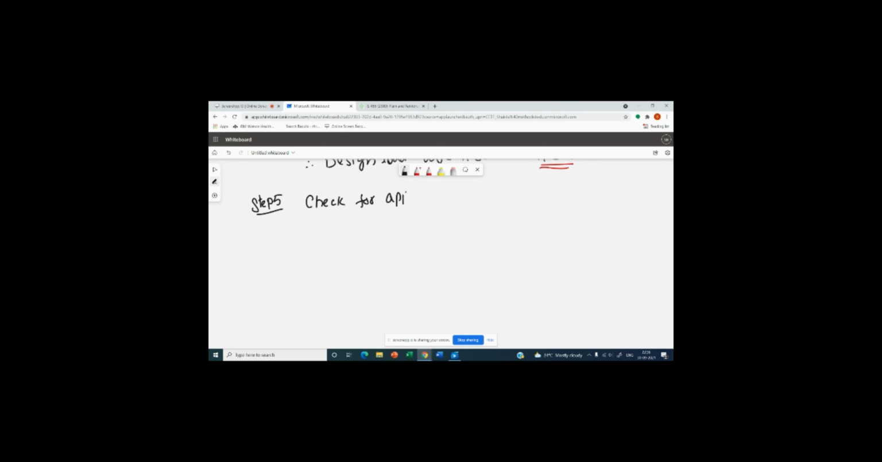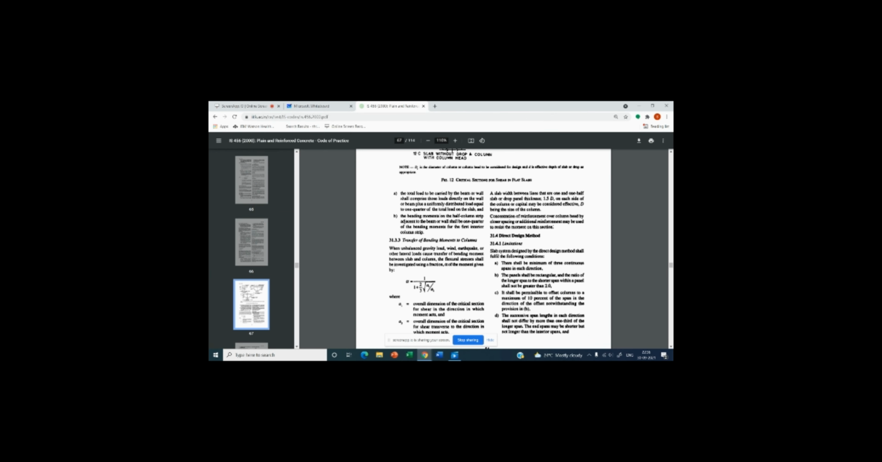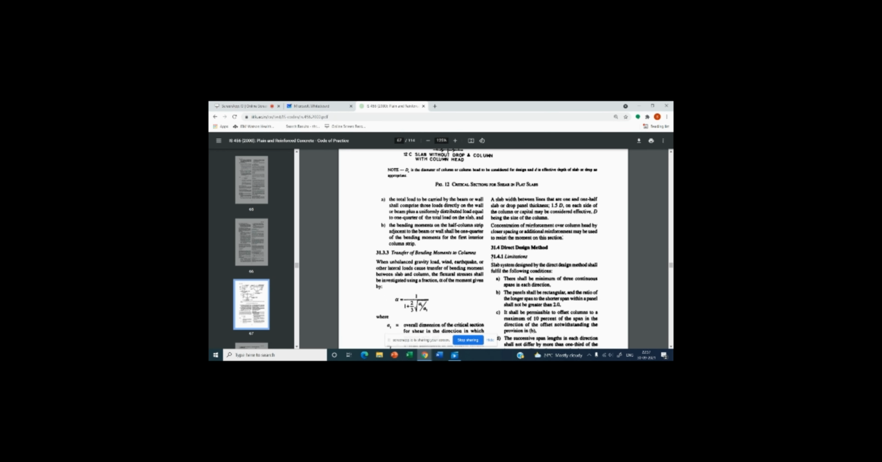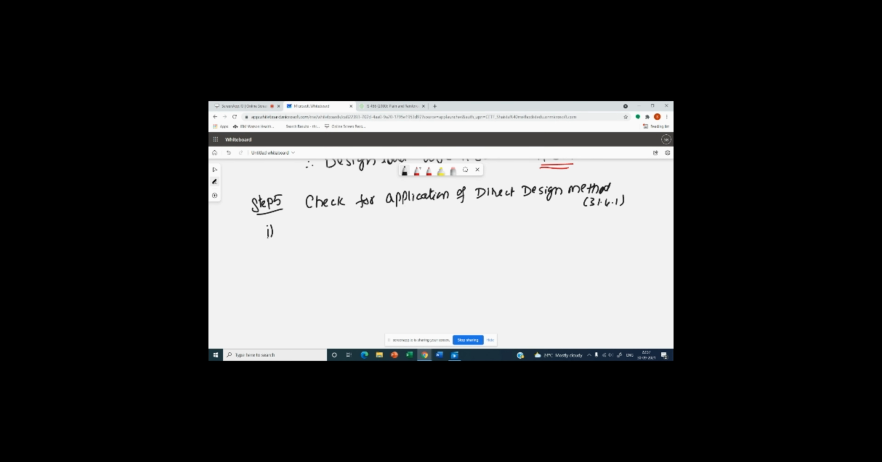Check for application of direct design. So in short, I can say DDM, direct design method. So this you can find in 31.4.1 IS 456. These are the limitations. There shall be a minimum of 3 continuous spans in each direction. So how many do we have in this problem? We have 5. Minimum shall be 3. That means the first check we are passing.